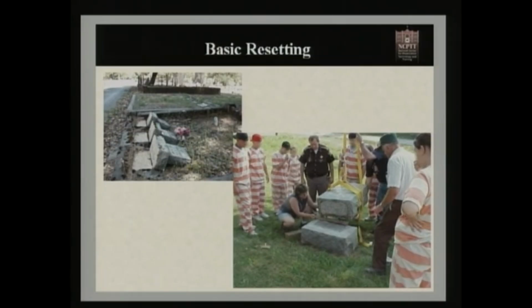And I just want to point out I'm a big fan of this photograph on the right-hand side. This is actually juveniles in a juvenile delinquent detention center. They're actually being trained to reset stones after being incarcerated for vandalism. One of my favorite pictures there I've used for years.